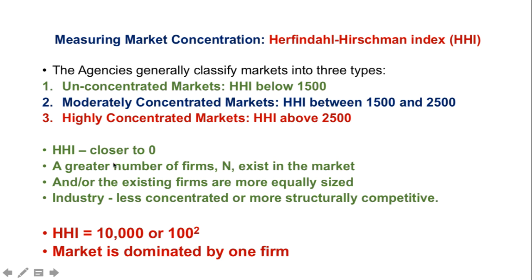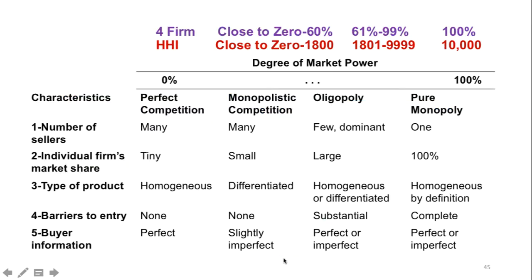So basically, when we have an HHI closer to 0, it means that the market is very competitive. There is a greater number of firms in the market, so the existing firms are more equally sized, and the industry is less concentrated or more structurally competitive. If the HHI is closer to 10,000, it means that the market is basically dominated by one firm. If it's equal to 10,000, it means that there is only one firm. Remember this scale we had.